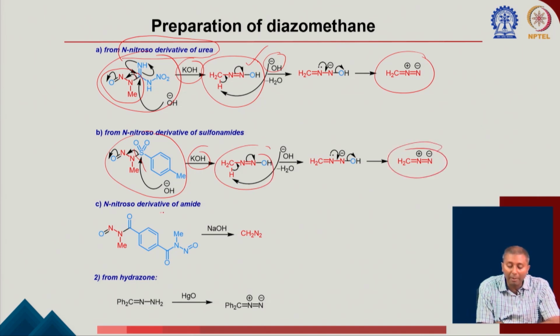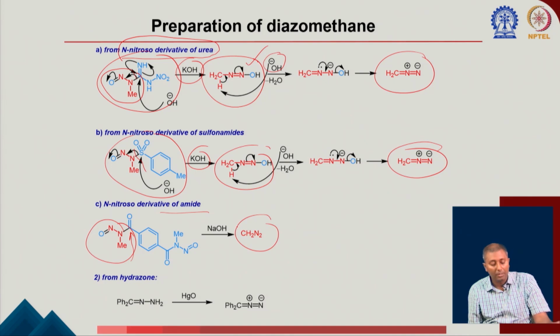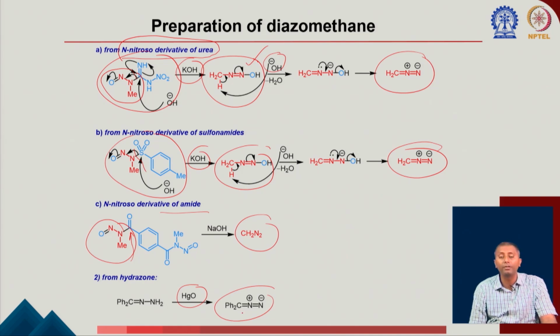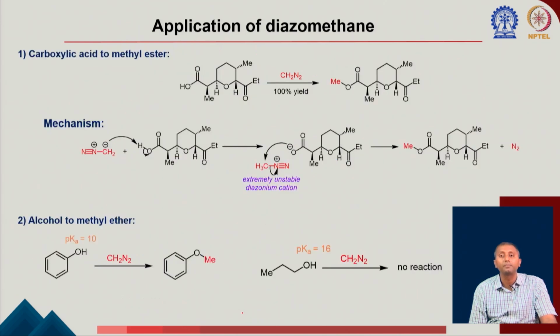N-nitroso derivative of amide, again a very similar thing: the base is going to attack here, this part is going to come out, and then form diazomethanes. From hydrazones also, using mercury oxide, diazomethane can be, not a diazomethane, but a diphenyl diazomethane can be synthesized.